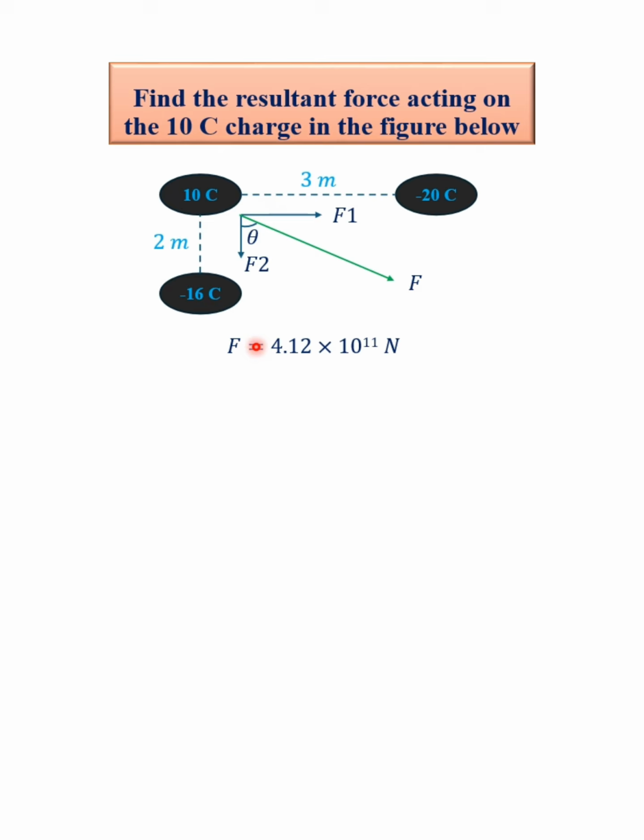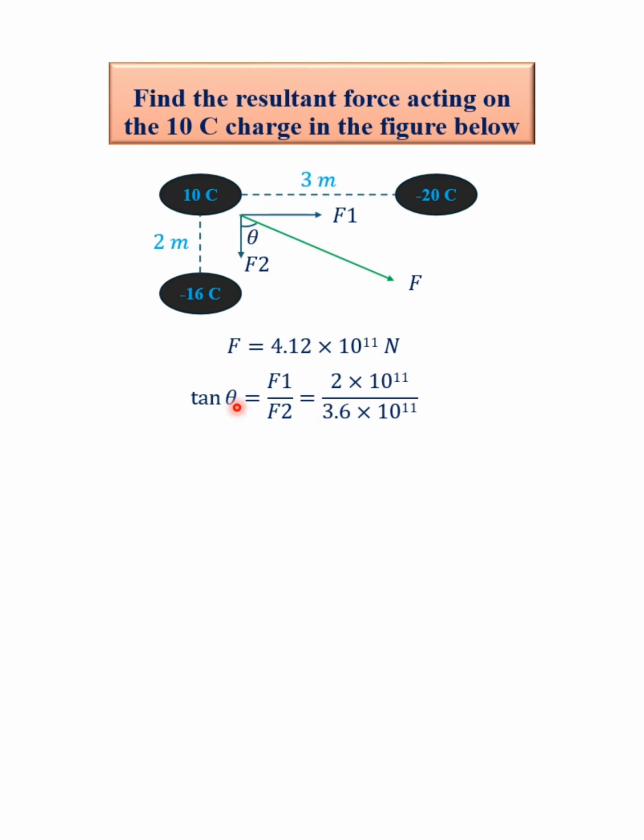So let's call that direction theta, the angle the force makes with the vertical. The force is 4.12 times 10 raised to the power 11 Newton. Let's find the angle theta. If you look at this lower right angle triangle, where this is F2, this is F1 because it's parallel to this, and this is F, we can do opposite, which is F1, over adjacent, F2, and that is tan.